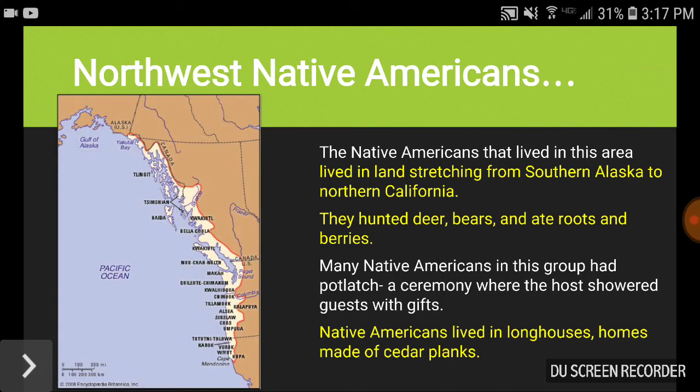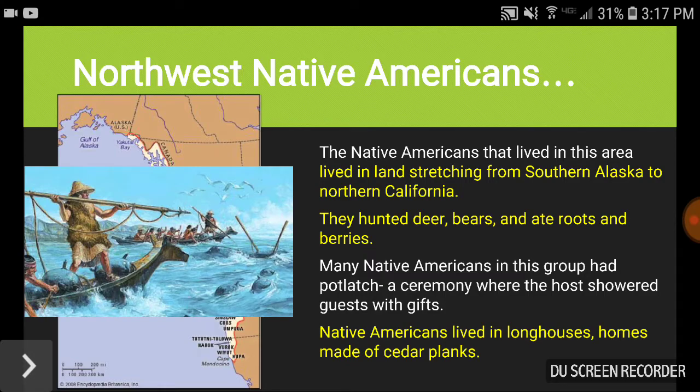Moving a little bit further down south, you have a group called the Northwest Native Americans. These Native Americans lived in an area stretching from southern Alaska to northern California. Take notice of how their culture is slightly different in the types of food that they're eating. So instead of looking for walruses and whales, these Native Americans are hunting deer, bears, they're eating roots and also berries. They did also use boats of different kinds in order to try to hunt wildlife like fish and different things like that.